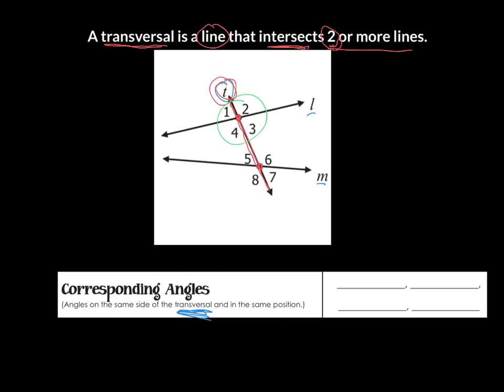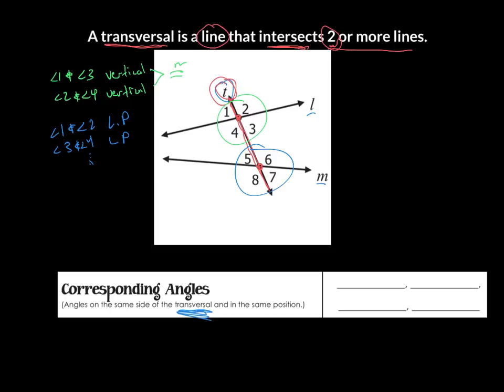Up here we have angles 1, 2, 3, 4. We know from the previous video that angles 1 and 3 are vertical. Also, angle 2 and angle 4 are vertical, which makes both pairs congruent. Then there are some linear pair things going on. Angle 1 and angle 2 are a linear pair. So are angle 3 and angle 4. They're a linear pair, and so on and so forth. And the same relationship is going on down at the bottom.